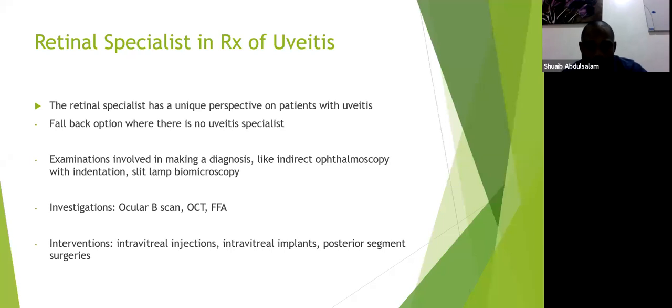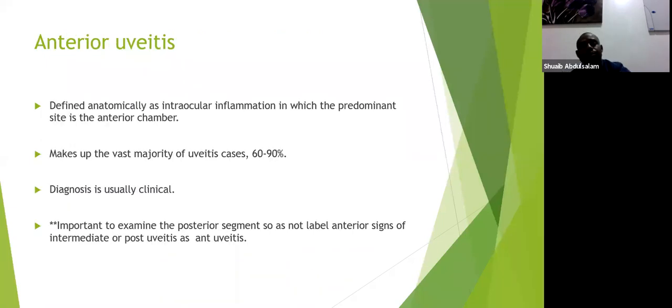Then our interventions, like intravitreal injections, intravitreal implants, and posterior segment surgeries, are things that you use for your patients day in, day out. So it's just like a continuum. I'll just mention briefly the anterior, intermediate, and posterior uveitis. Anterior uveitis is defined anatomically as intraocular inflammation in which the predominant site is the anterior chamber. And this actually makes up the majority of uveitis cases, 60 to 90%.